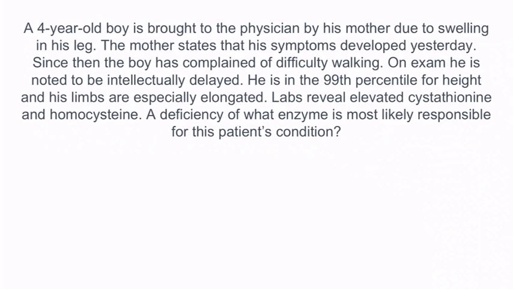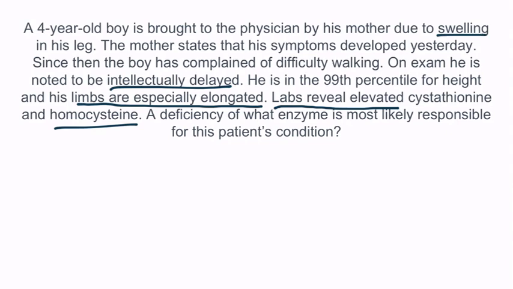From the question stem, hopefully you gathered that this patient has homocystinuria. We can deduce this because labs reveal elevated levels of homocysteine. Additionally, the boy has a marfanoid habitus, so his limbs are especially elongated. He also has intellectual disability and what appears to be a deep venous thrombosis, or swelling in his leg. These are all classic symptoms associated with homocystinuria. To get this question right, it's also critical that you notice that both homocysteine and cystathionine are elevated.